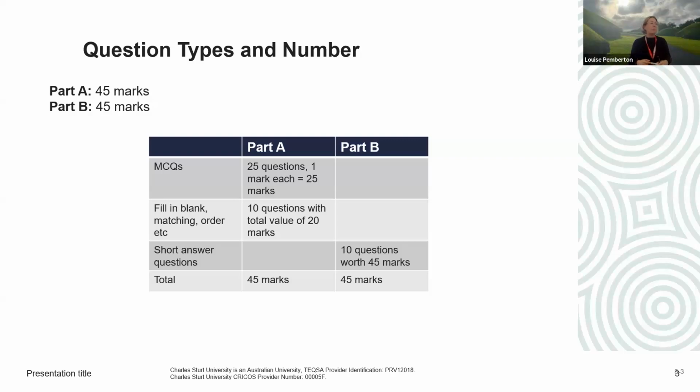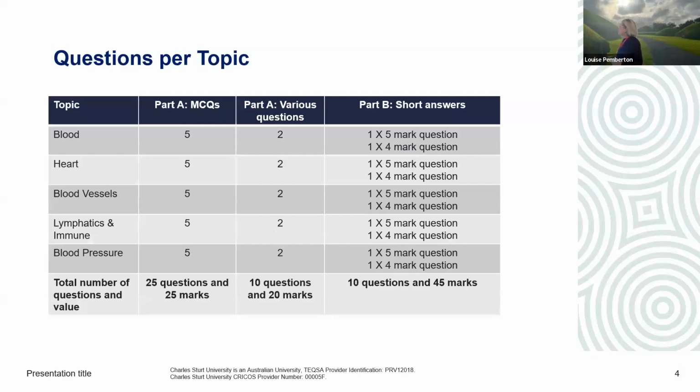MCQs, so there's part A, part B, 45 marks for each, so it's out of 90. What we've decided to do is give you 25 questions in the first part of part A. They're just straightforward 1 mark questions. We've divided it up: 5 for blood, 5 for heart, 5 for vessels, 5 for lymphatics, and we have created another category separate on blood pressure because we did it in the heart and in the blood vessels as well.